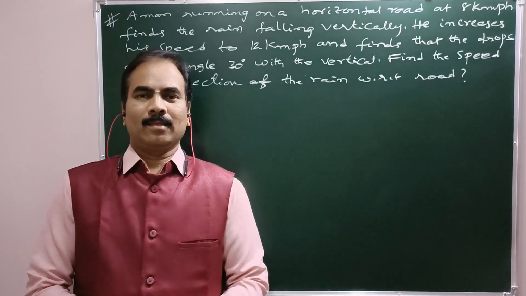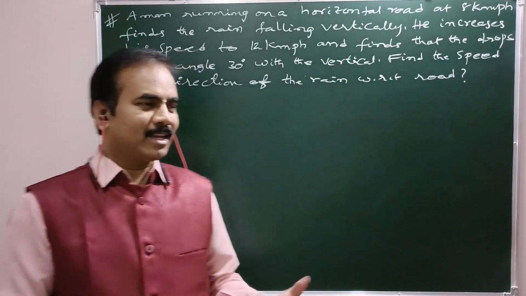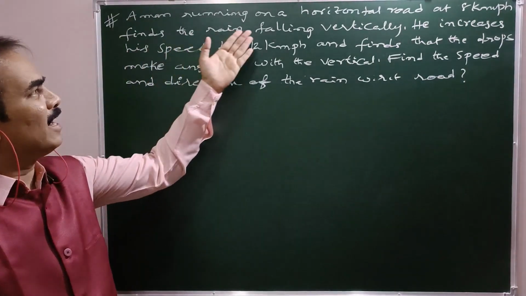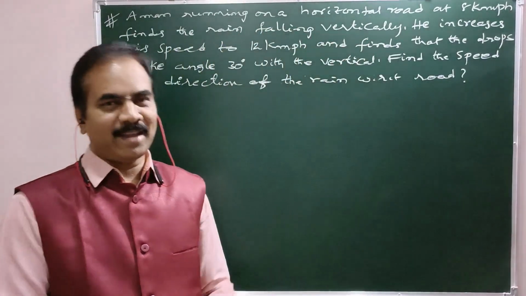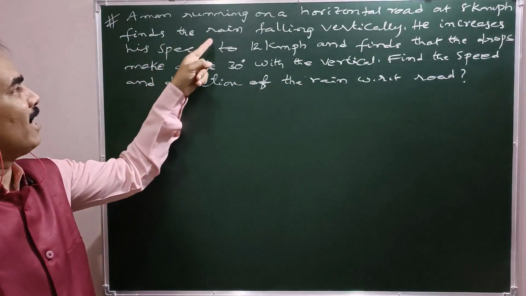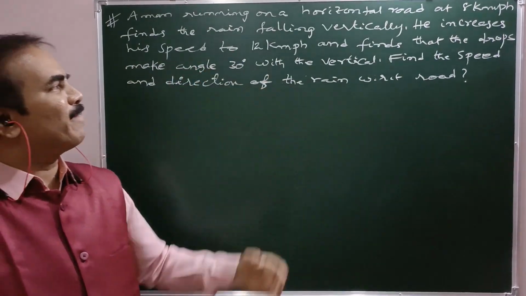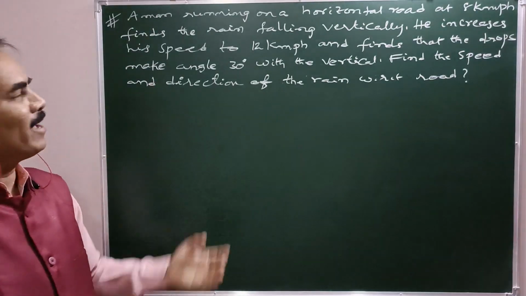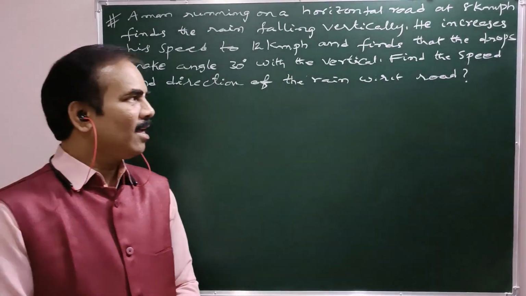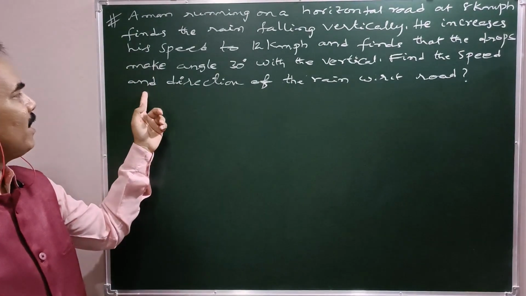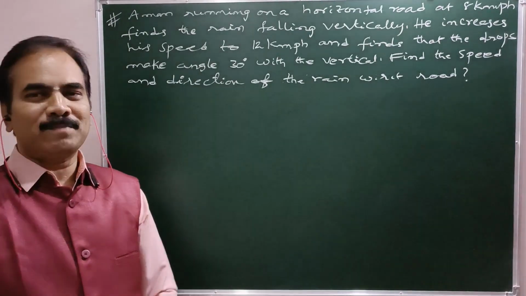Okay. Finally, one more sum here. A man running on a horizontal road at 8 kmph finds the rain falling vertically. He increases his speed to 12 kmph and finds that the drops make an angle 30 with the vertical. Find the speed and direction of the rain with respect to road.